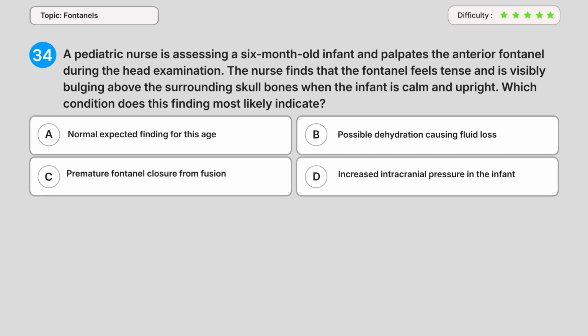A. Normal expected finding for this age. B. Possible dehydration causing fluid loss. C. Premature fontanelle closure from fusion. D. Increased intracranial pressure in the infant. Do you know the answer?